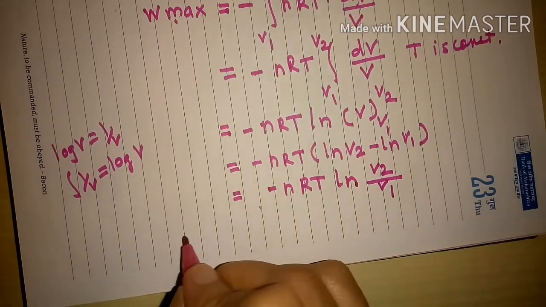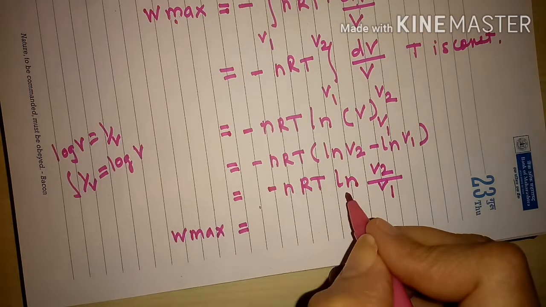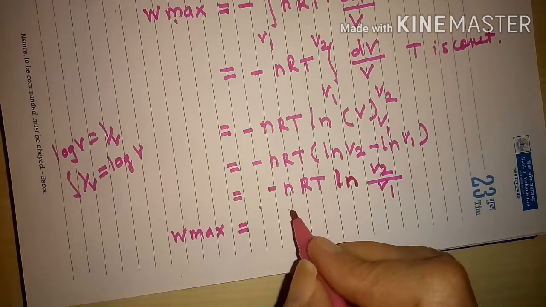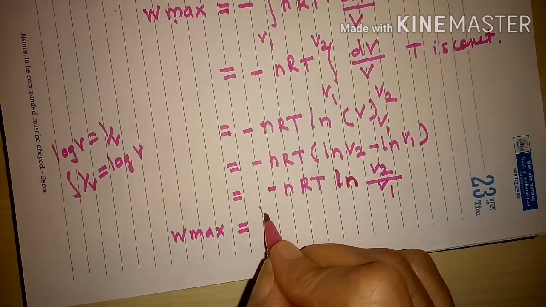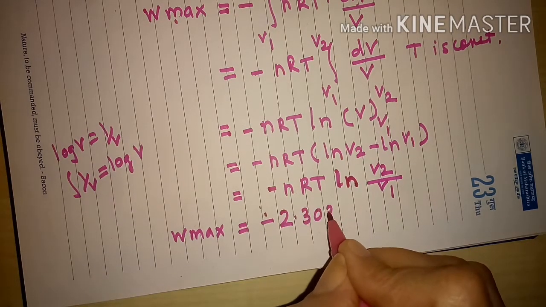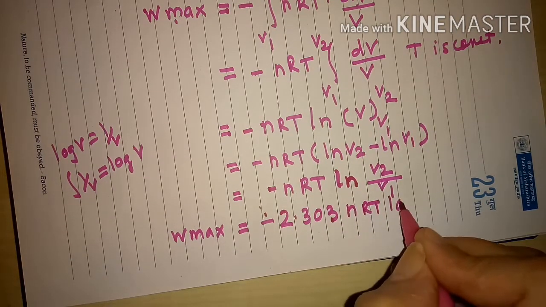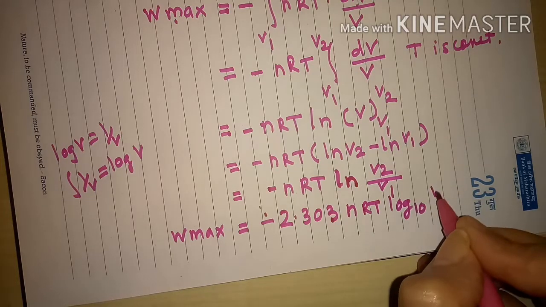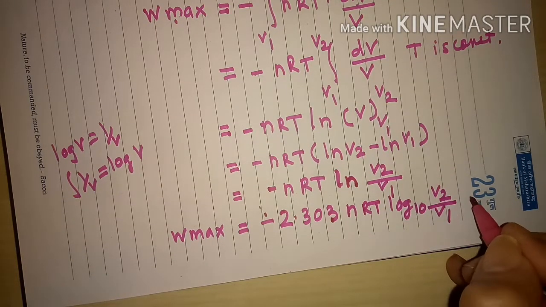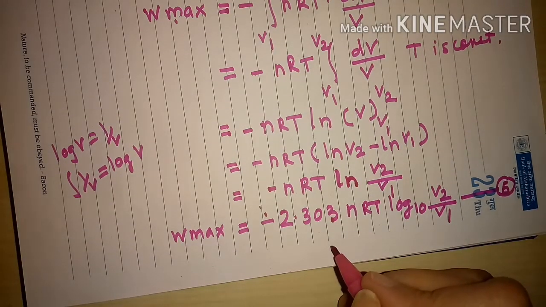Now the next would be w max equal to, now replace this ln by log to the base 10. You will have to multiply by 2.303, so minus 2.303 nRT log to the base 10 V2 upon V1. So this is the next equation that you will be getting, that is equation number 5 here.